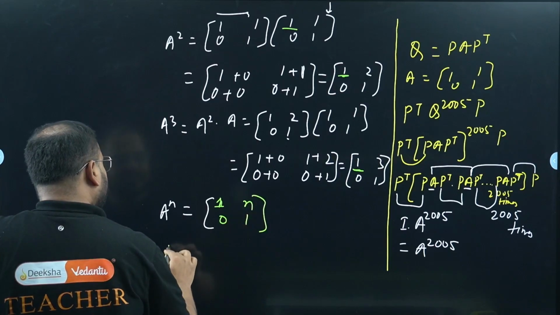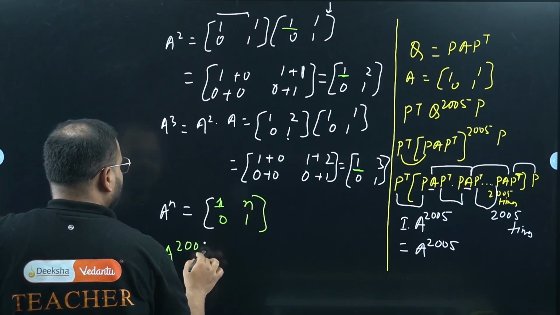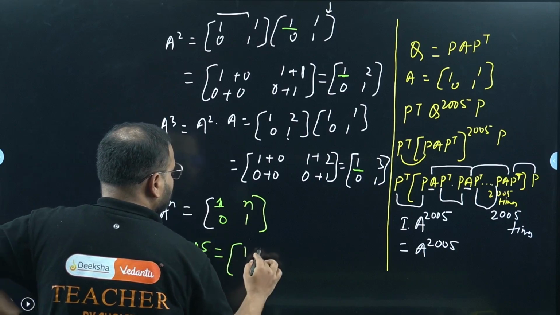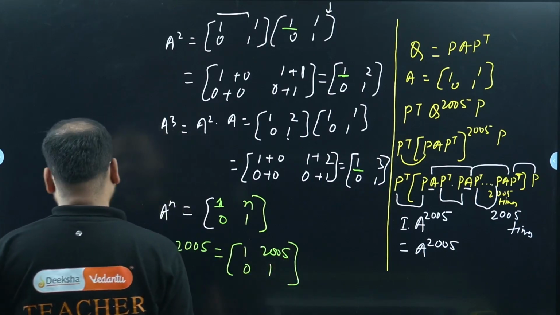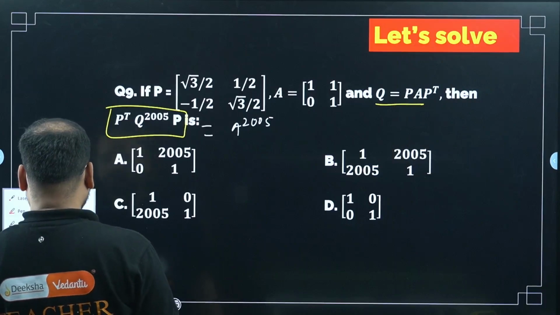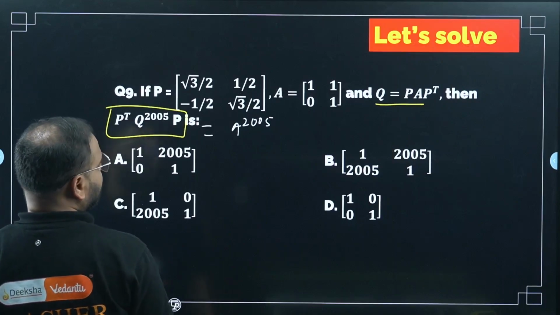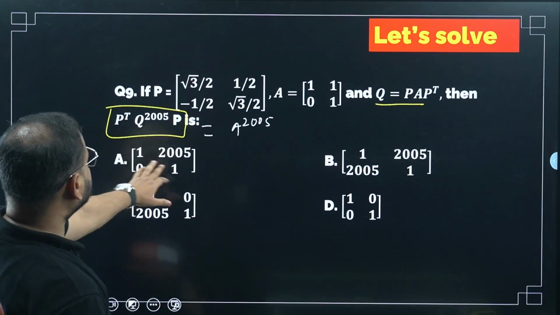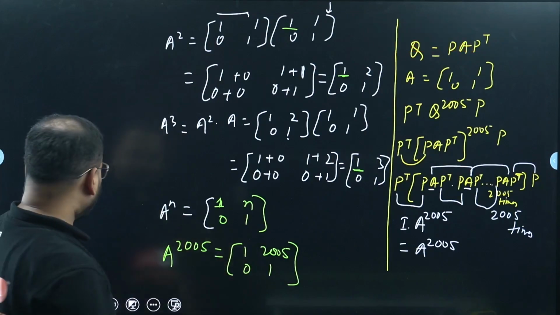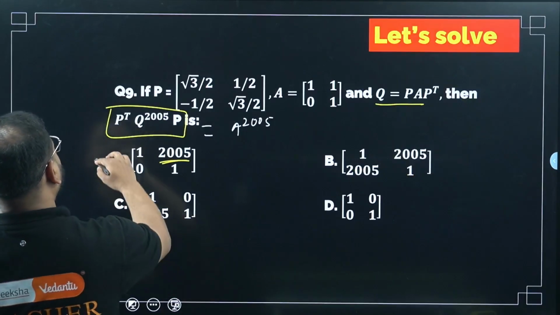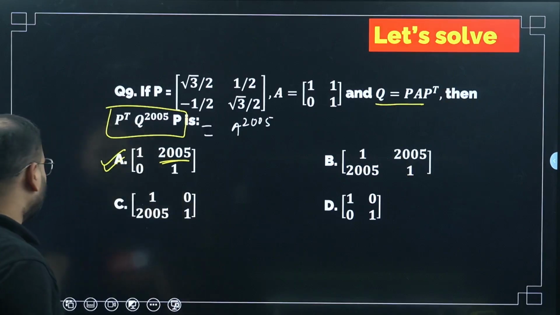So if I am finding A power 2005, the answer would be [1 2005; 0 1]. Which option? Check here. Option A is correct, I think. Only this element is changing: 2005, the rest is 1, 0, 1. Option A is correct. Let's move on.